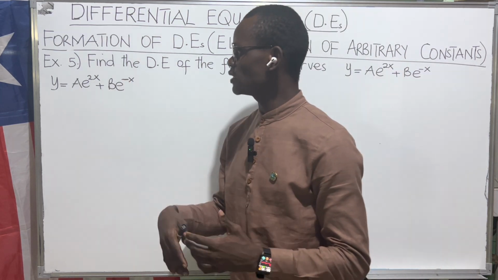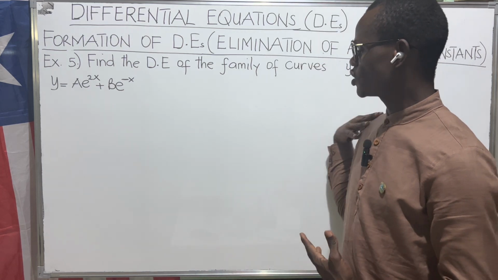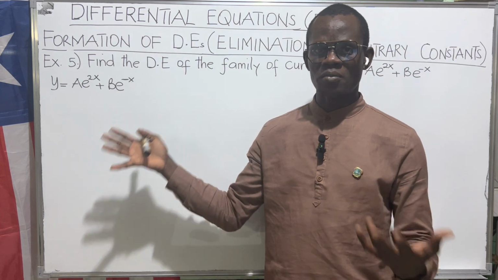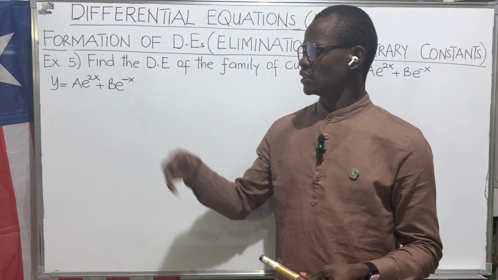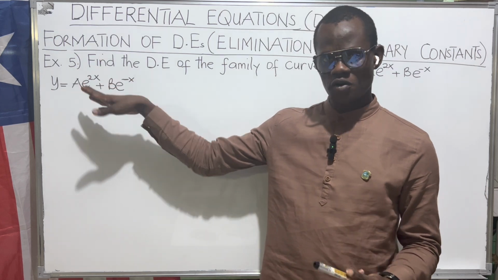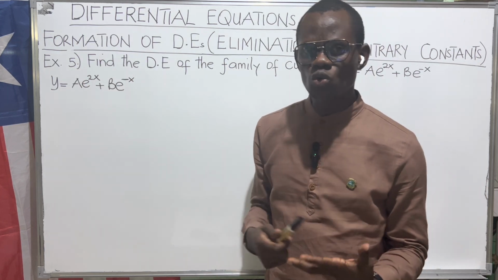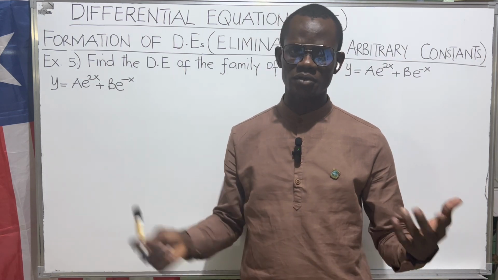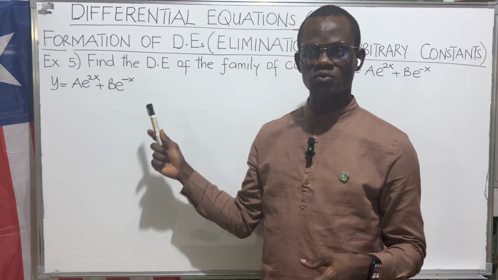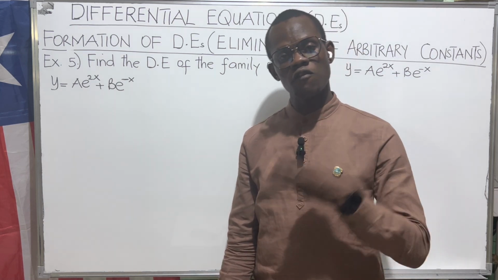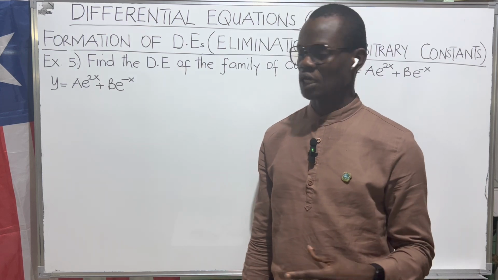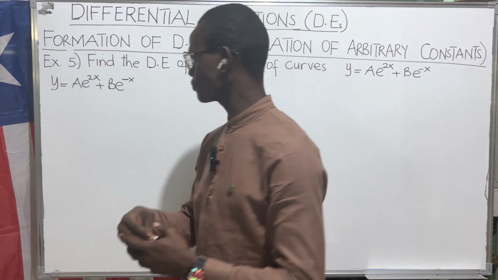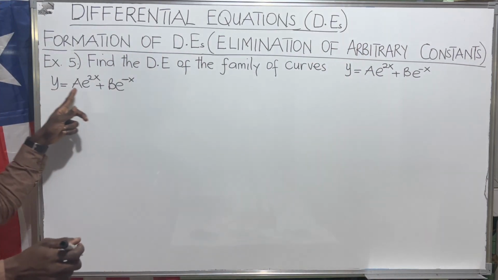For this problem, it says that we must find the differential equation of the family of curves given this equation. So there is a family of curves, and we want to find the differential equation from this family of curves. We need to differentiate twice because we have two arbitrary constants a and b. If we have three, we differentiate 3 times. If we have 4, we differentiate 4 times. If we have one arbitrary constant, we differentiate once. So let's get started. Now, this is the function.